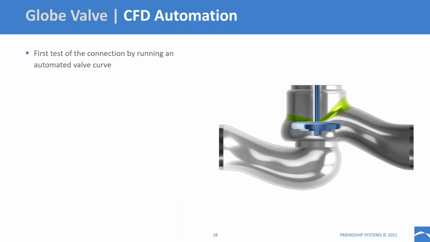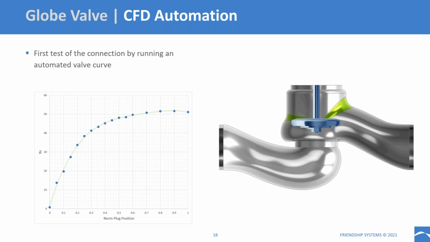And the first test we did to test the connection between CAESES and SimScale was by running an automated valve curve. What a valve curve is, if you're not familiar with it, is basically we take the plug of the valve or piston or whatever you want to call it, and from a fully closed position lift it up to a fully open position with several steps in between, and evaluate the flow coefficient through the valve for all of these positions, and then we obtain a curve like that here for the normalized plug position and the flow coefficient Kv.